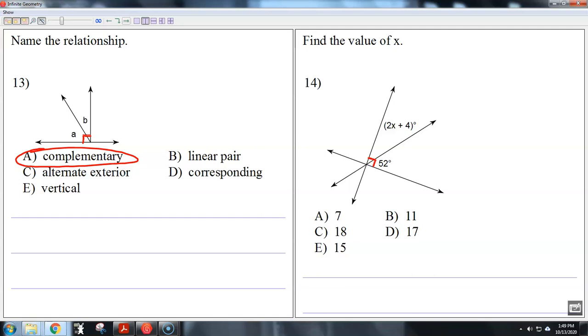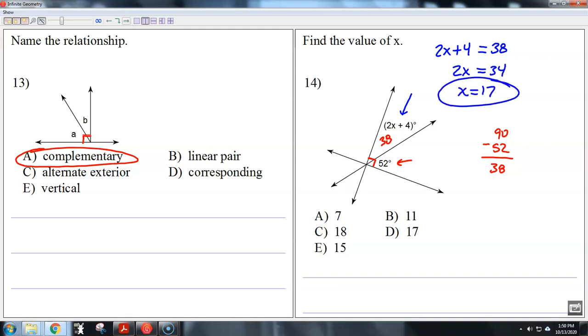Well, because these two angles are complementary, or they add up to 90, a couple different ways you could do this. If this angle is 52, 90 minus 52 is 38. So that means this angle over here has to be 38. So I could set up some algebra to find out what x is going to make that come out to be 38. Subtract 4 from both sides, you get 34. Divide both sides by 2, and x is 17. That will make it come out to be 38.